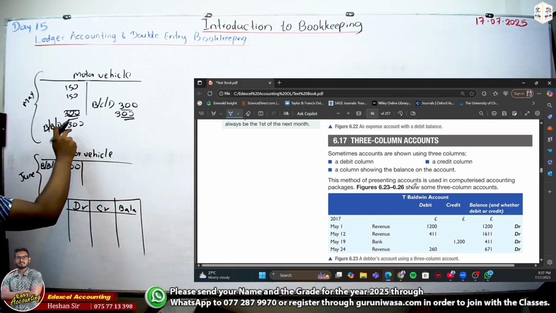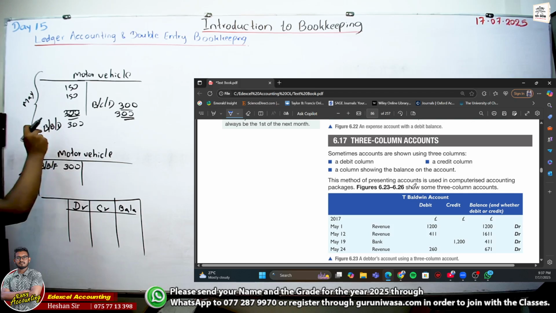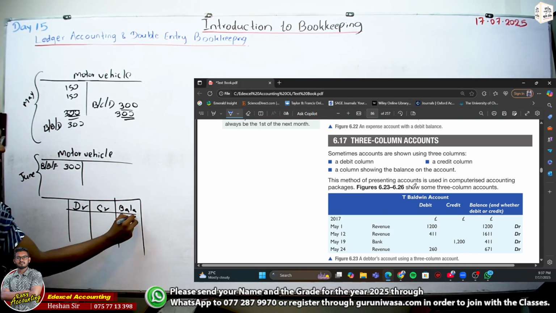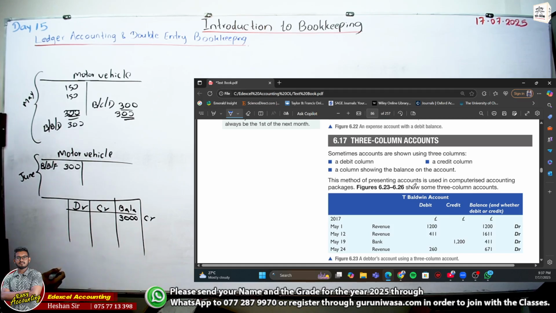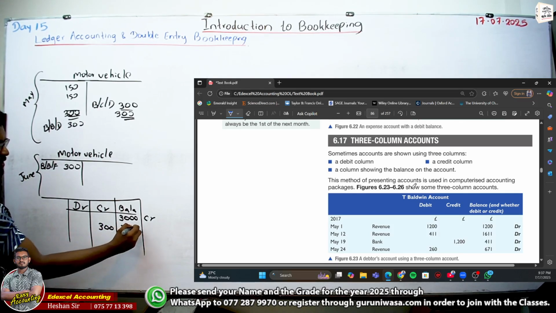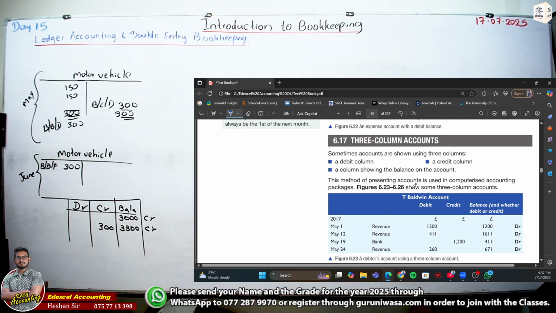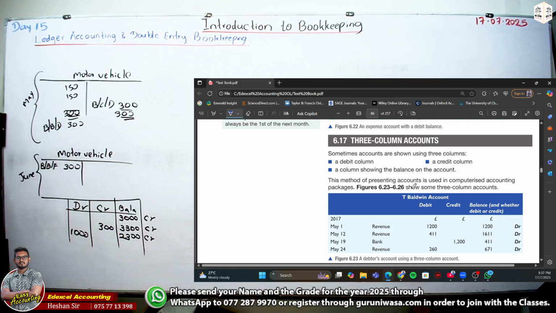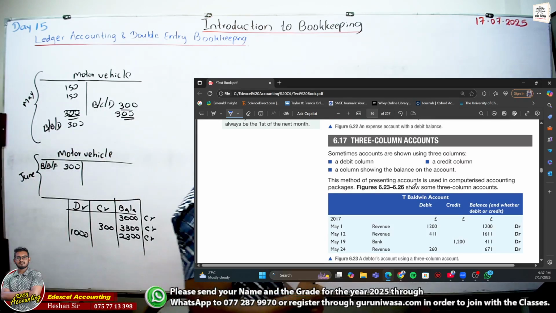But when it comes to this kind of account, we balance at the end of the period. But in here, now think the balance is 3000 credit. When we add another 300, the balance increases up to 3300 credit. When we debit 1000, the balance is 2300 credit. Likewise, at the end of each transaction, it is balanced in this three column format. But in here, you can see we balance at the end of the period.